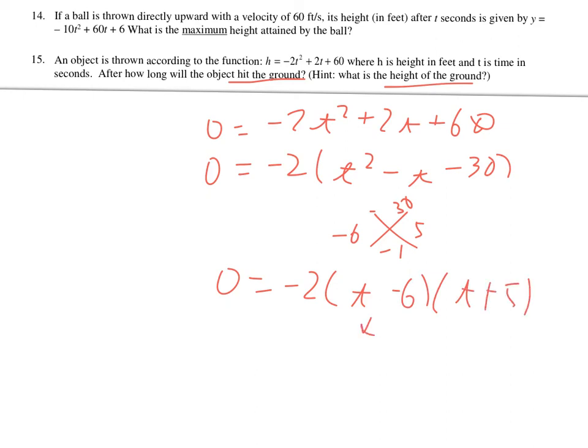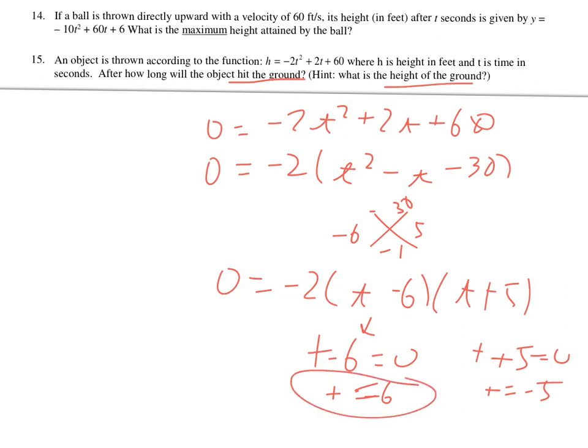And then I would split this up and say t minus 6 equals 0 and t plus 5 equals 0. So t equals 6 and t equals negative 5. Now, since we can't have negative time, you can't have negative 5 seconds, I would actually exclude the negative answer and just take the positive answer.